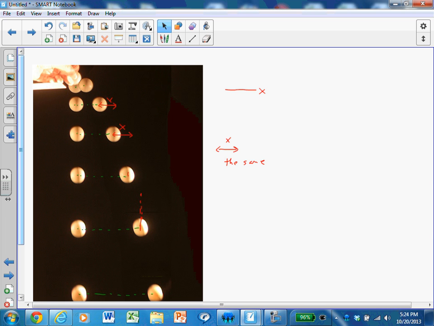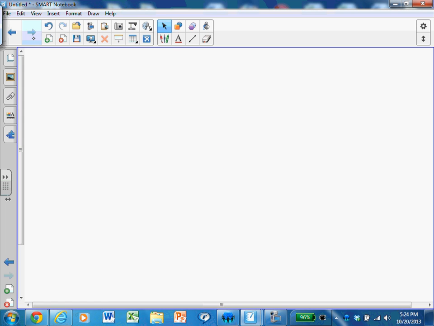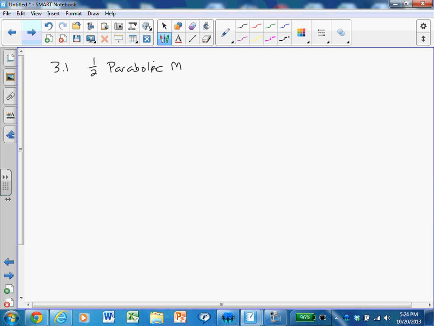Okay. So 3.1, we'll look at that motion that's sort of modeled in that photograph. And we'll call this half parabola motion. So there's no real up part, just a down, or half parabolic motion. We get to treat x and y independently. It begins with a vertical initial velocity of 0, and some horizontal velocity.